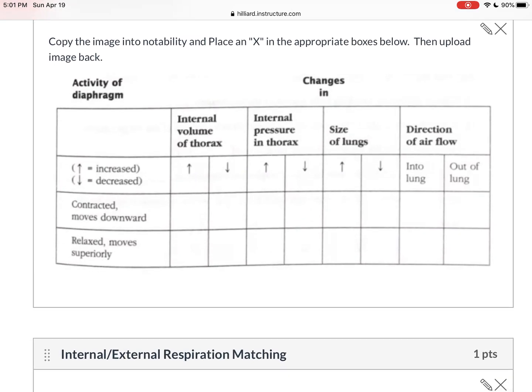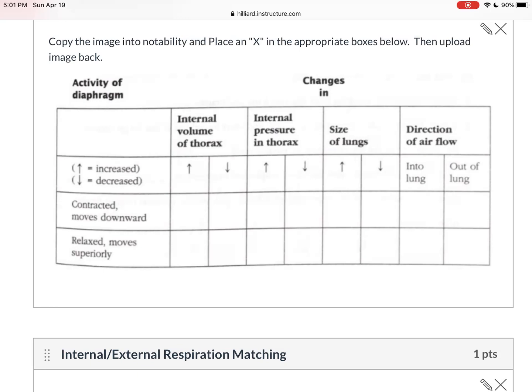For this image here, let's talk about what's going on. You can see that along the top, it says internal volume of the thorax. That's going to be your chest. Internal pressure in the thorax, size of lungs, and direction of airflow. What you were to do is just put an X all the way across in the spaces of, does it go up? Does it go down? Air going in or out of the lungs.